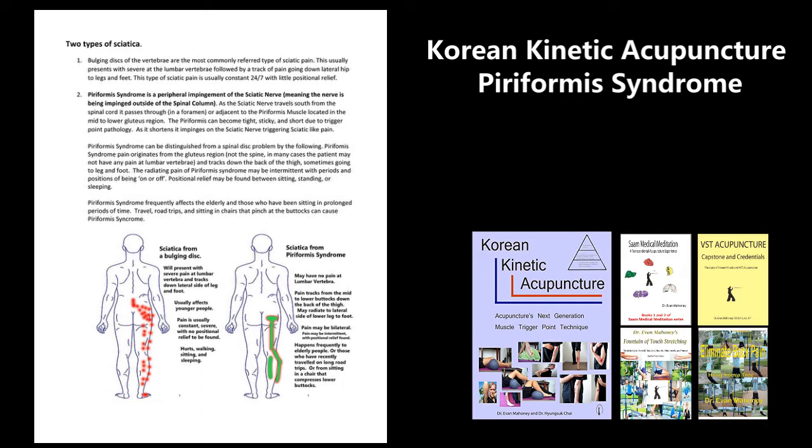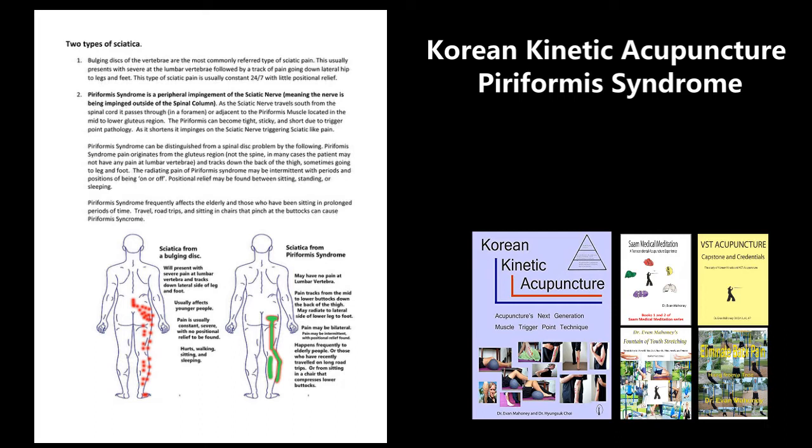So here's a representation comparing sciatic from piriformis. You'll see the sciatic on the left, tracking in red with pain at the lumbar vertebrae, going down the back of the leg, down the whole leg, basically. There's going to be severe pain, usually affecting younger people, actually. And that could be Dr. John Sarno syndrome, which we talked about in the Sam acupuncture class. Pain is usually constant, severe, with no positional relief found. Hurts walking, sitting, and sleeping.